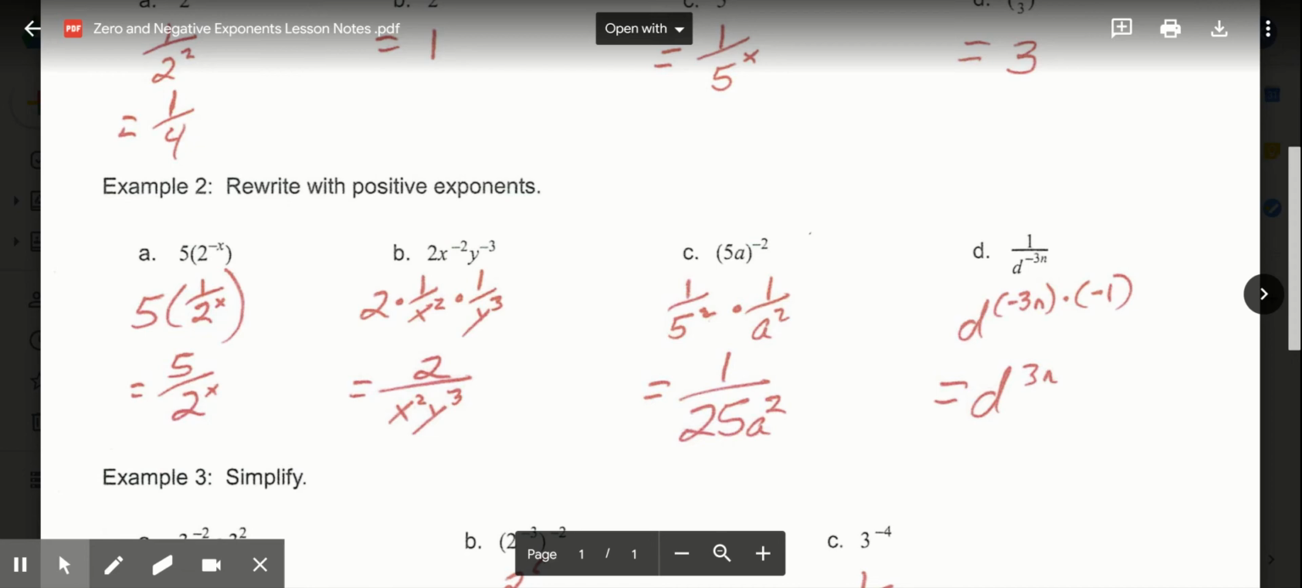Then 5 times 1 over 2 to the x. 5 times the 1 on top would be 10. Or not 10, sorry, 5. 5 times 1, 5. So we have 5 over 2 to the x.